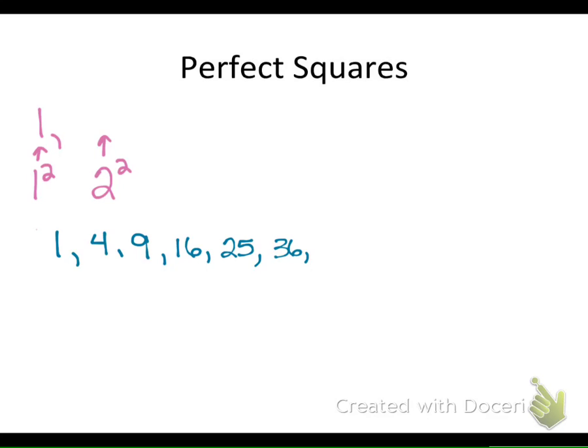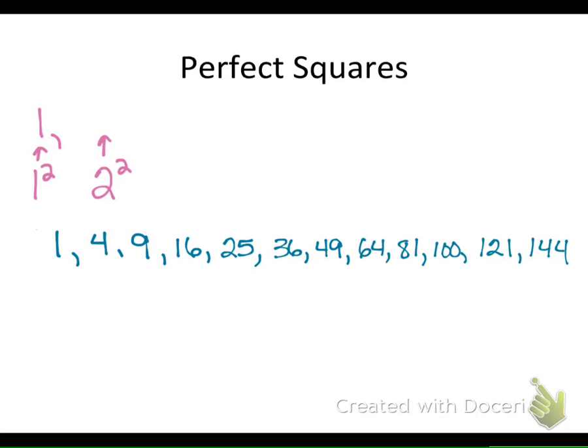After 6 squared, I'm going to do 7 squared. What's 7 squared going to be? 49. What's 8 squared going to be? 64. 9 squared? 81. 10 squared? 11 squared? And 12 squared. 144. So these are your first 12 perfect squares.